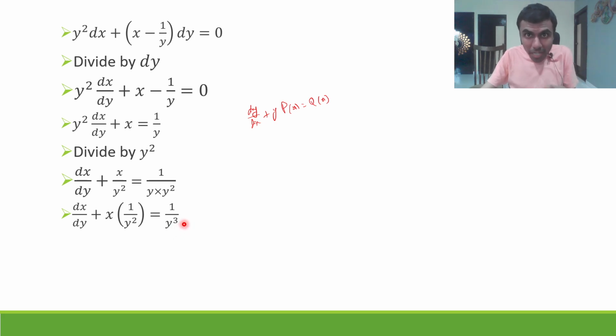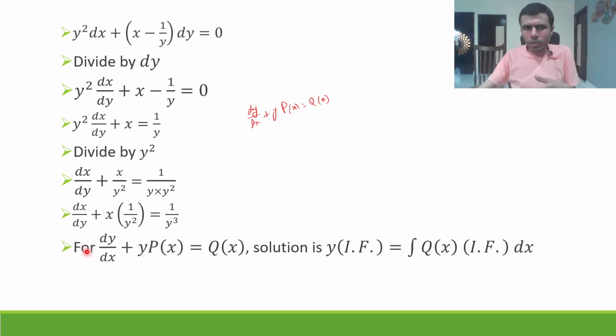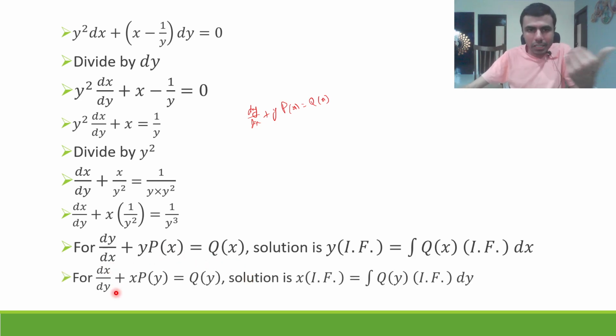Now generally, like you are used to solving dy by dx plus y into p of x equal to q of x. For this the solution is y into integrating factor is integral q of x into integrating factor dx. This is something you must be familiar with, but here it is of the form dx by dy plus x into p of y is equal to q of y. So the solution is going to be x into integrating factor is equal to integral q of y into integrating factor dy. I hope you are able to follow me till now.